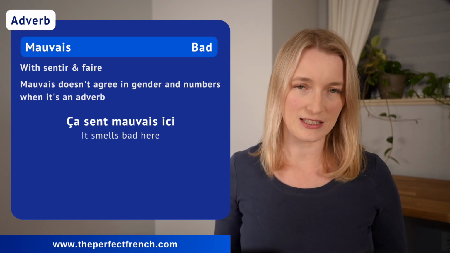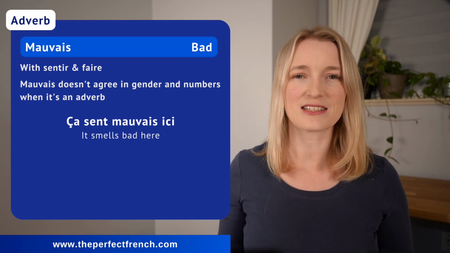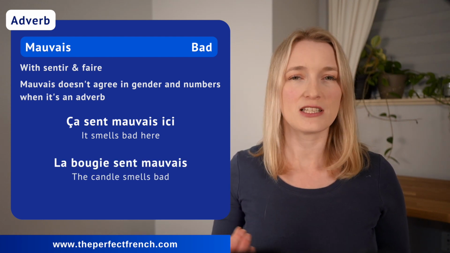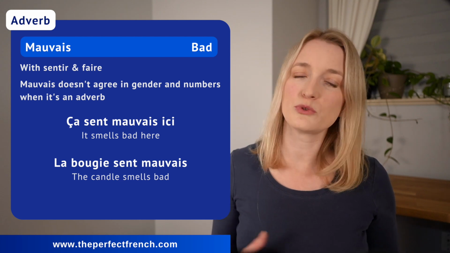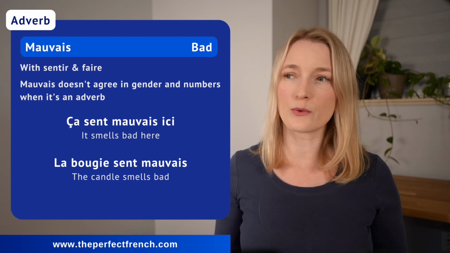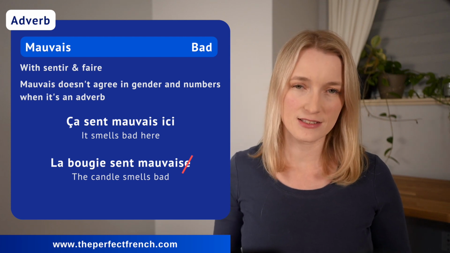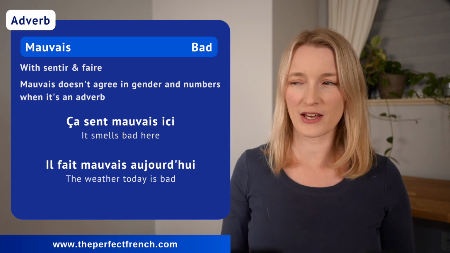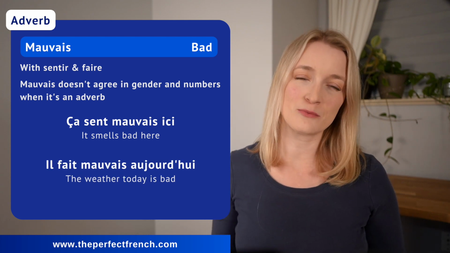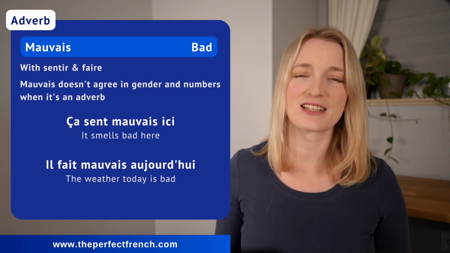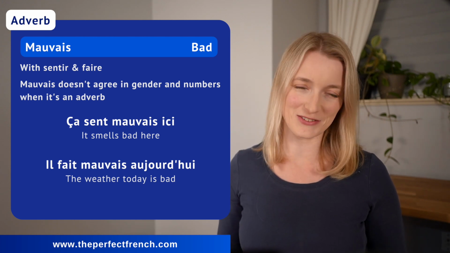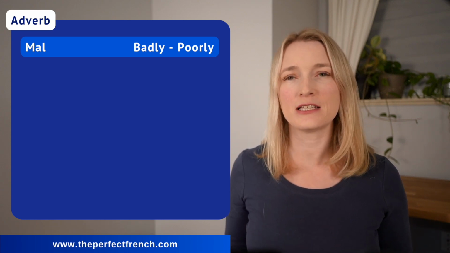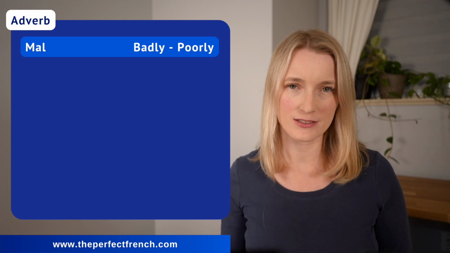Ça sent mauvais ici. But if you say la bougie sent mauvais, we don't say la bougie sent mauvaise. We keep la bougie sent mauvais. Okay? And with faire, il fait mauvais aujourd'hui. And mal as an adverb will mean badly, but it can also mean poorly.